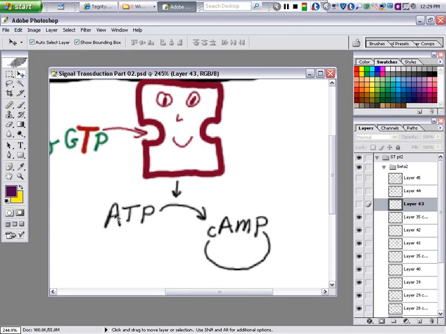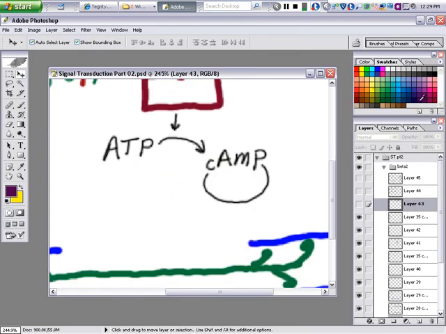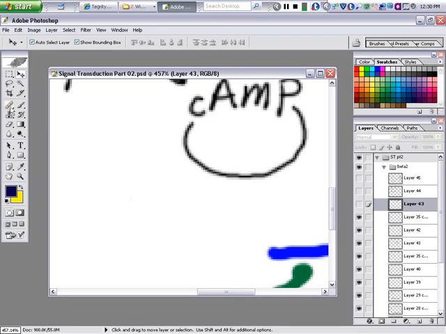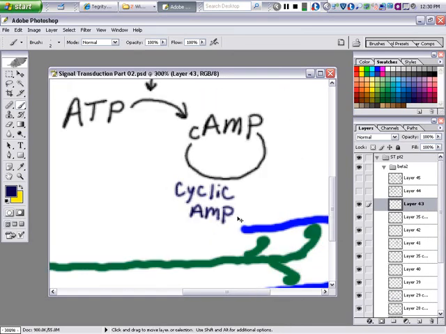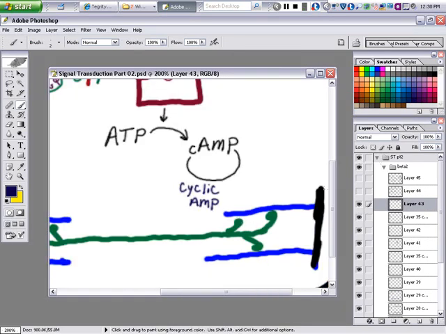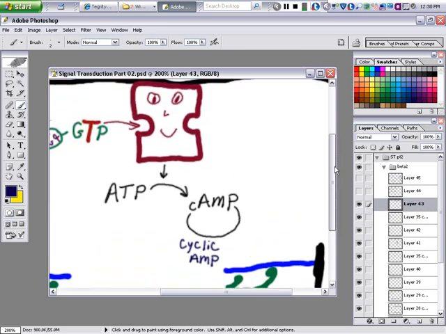So here we have ATP converted to cyclic AMP. I'm going to put the name of this here. This molecule here is cyclic AMP. That's what the C stands for: cAMP, cyclic AMP. Everyone with us so far? Things make sense so far.